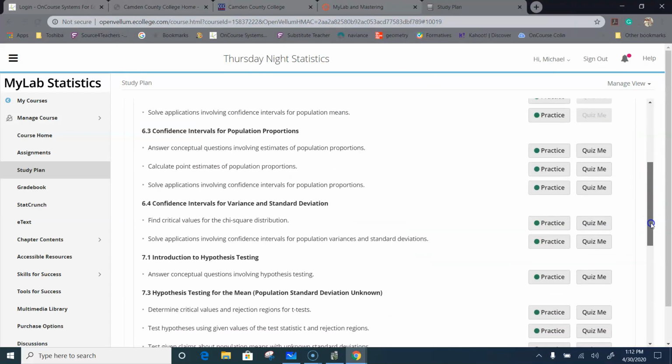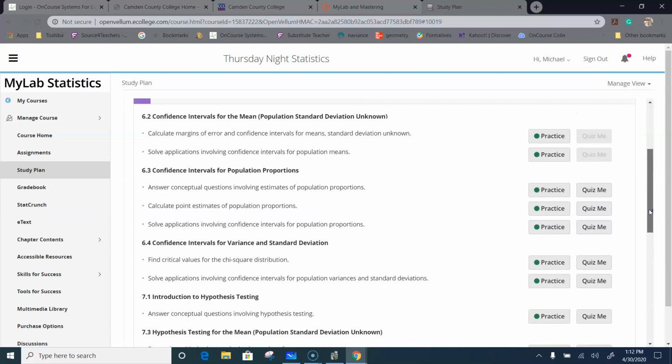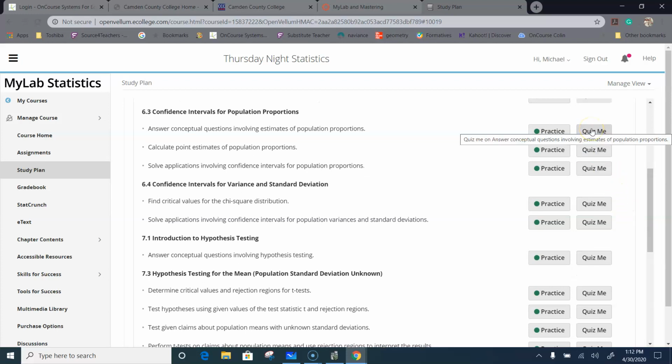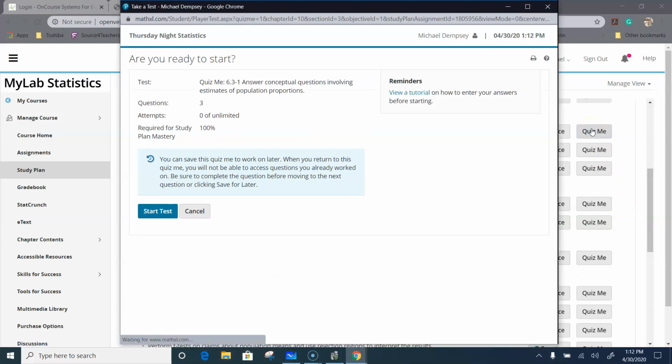So that same button that was grayed out, that's all that was. I don't know why it was grayed out yet. Calculate margin of error, that's the same thing. So they let me do it. Confidence intervals for proportions.